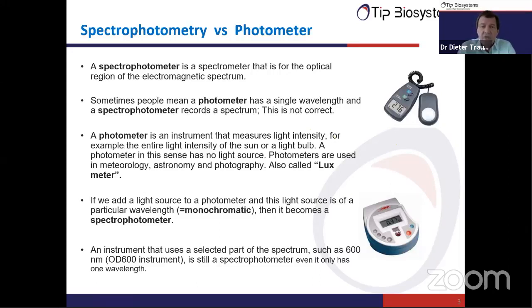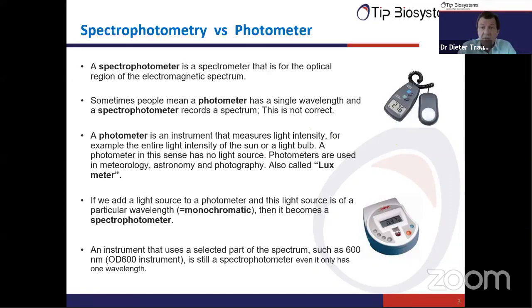A photometer is actually an instrument that measures light intensity, for example the entire light intensity of the sun or of a light bulb. Actually, a photometer does not really have a light source. It measures the surrounding light that is there. Here on the slide, on the top right, you see a picture of such a photometer. Sometimes people also call it a lux meter, because the unit of light intensity is the lux.